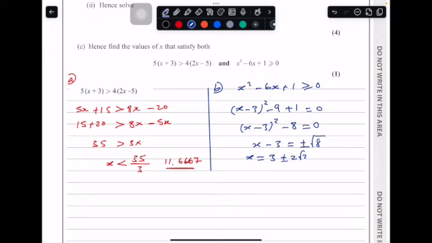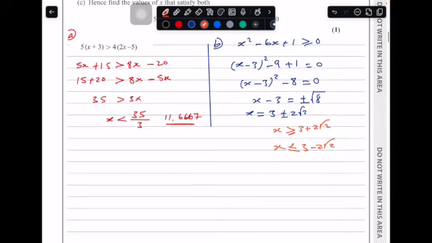As an inequality which is greater than 0, x is greater than 3 plus 2 root 2. So we are going to have greater than or equal, as we have here. And x is smaller than or equal to 3 minus 2 root 2. Going to the final part, hence find the values of x that satisfy both inequalities.